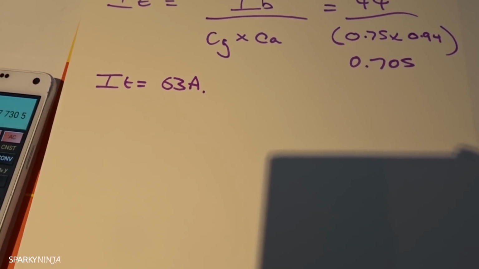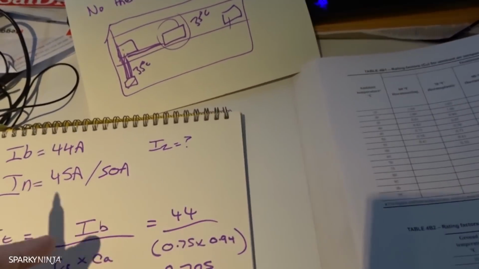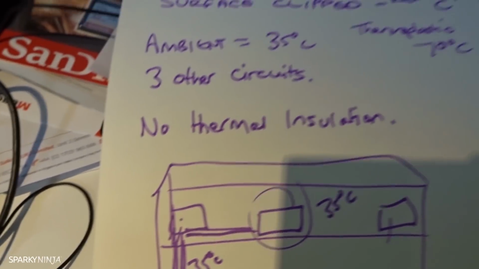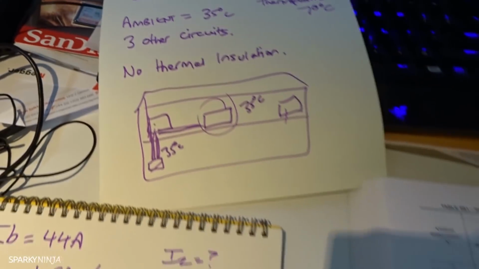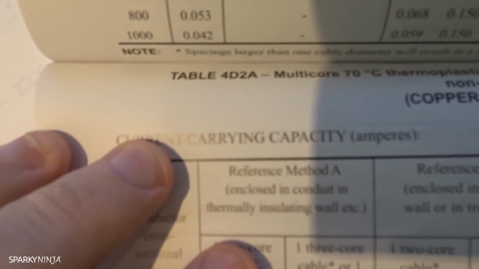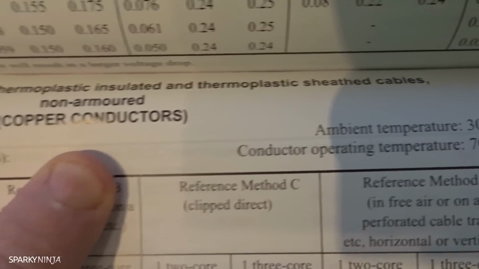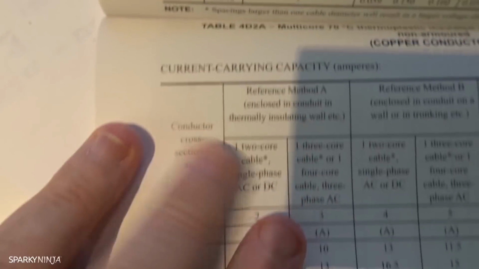What we now need to do is go and select an IZ with that IT. So we need to go and get that. We didn't actually say what type of cable it was. We said it's a multi-core. Let's call it a multi-core non-armored. So let's go to 4D2A, which is the one I just opened up on. That's great. Okay, get the regs bit round. So table 4D2A, multi-core 70 degree thermoplastic insulated in thermoplastic sheath cables, non-armored.